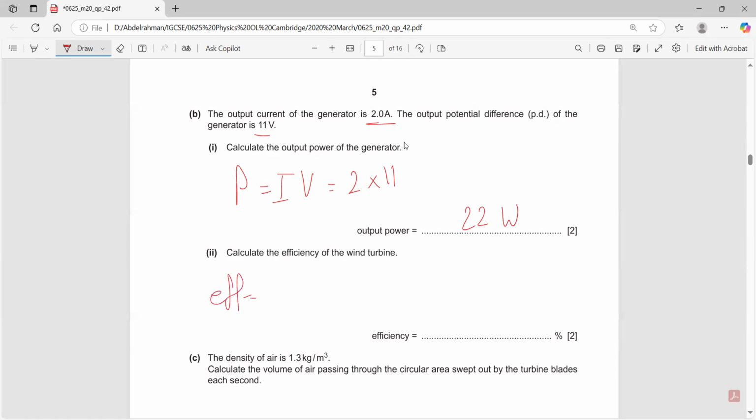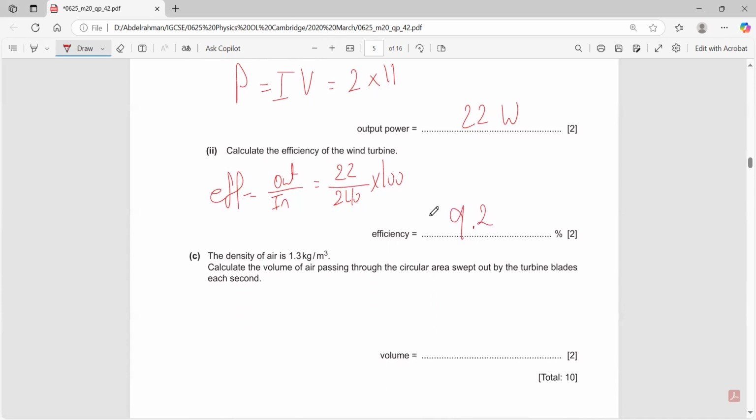So basically, efficiency is the useful output over the total input. The useful output is 22 and the total input was 240. Multiply by 100 to find the efficiency. 22 divided by 240 times 100 is 9.16 or 9.2%.